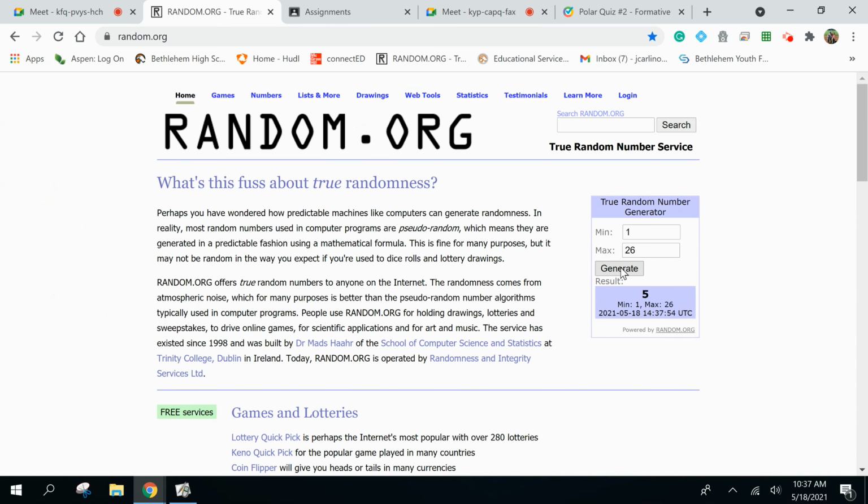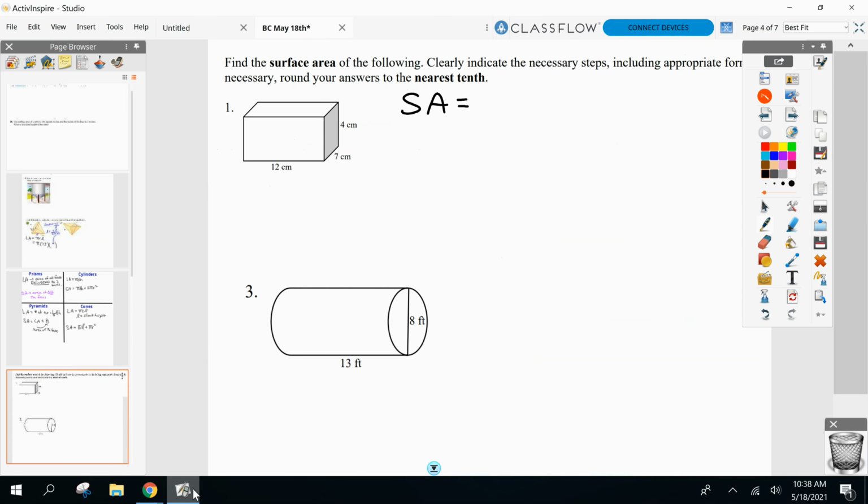Let's go 5. Hayden, you're up. Tell me the length and width of 2 of the faces up here. 12 and 4. Okay, everybody. So I have one face that's 12 by 4. That's the front, and the back is also 12 by 4. So that's why I'm going to multiply it by 2.